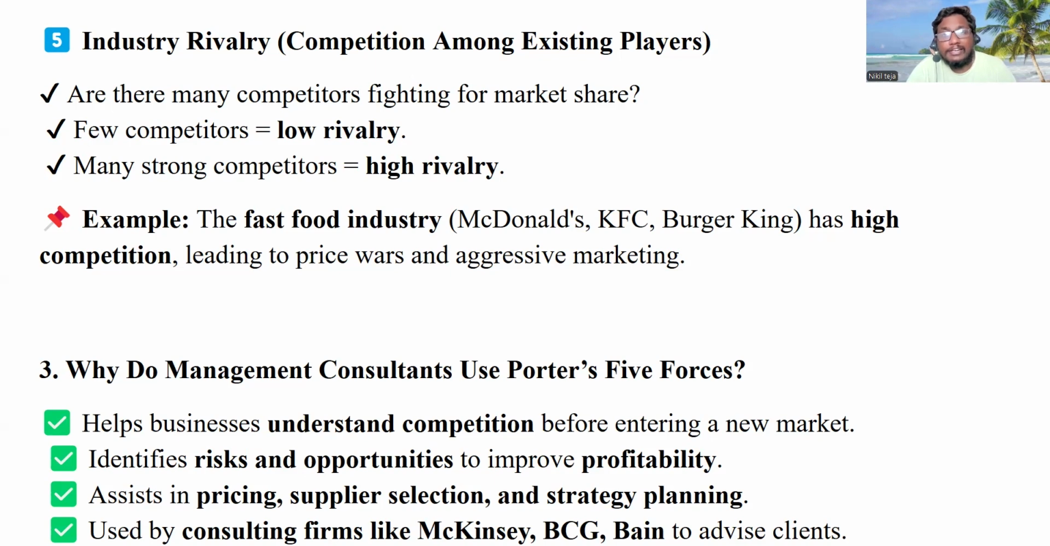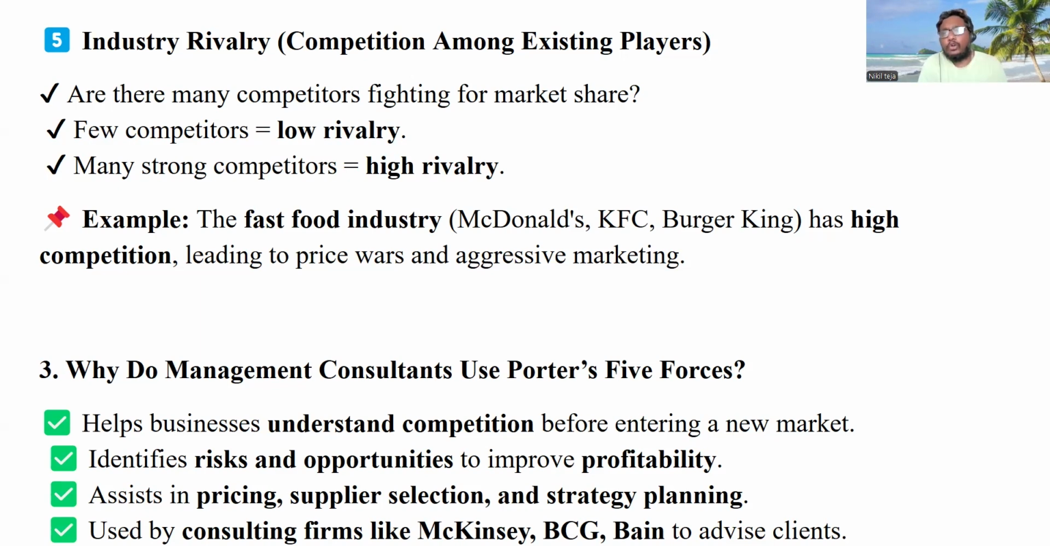Example, the fast food industry: McDonald's, KFC, Burger King have high competition, leading to price wars and aggressive marketing. There are many types of fast food chains, including Domino's Pizza. So for McDonald's, these are the direct competitors. There are many players, so the threat of market share will be high, right?